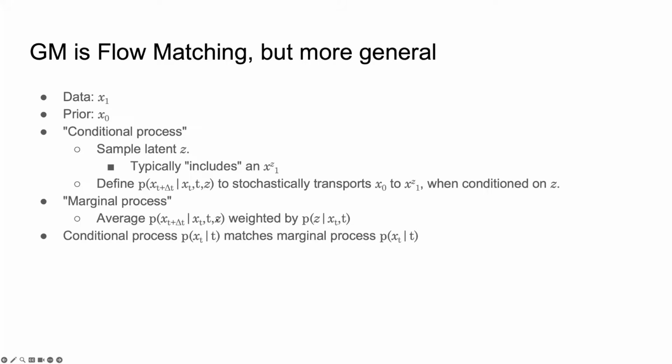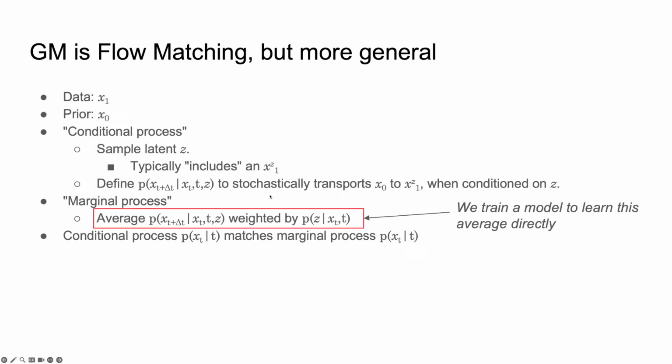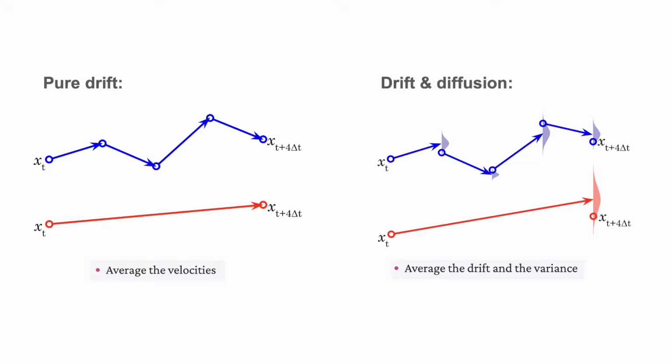And the whole trick with generator matching, which is the same as flow matching, is that this conditional process marginal at any time over xt matches the marginal process marginal at xt. So this lets you use the conditional process to draw training samples very efficiently because you get to pick what your conditional process looks like. And the trick is that you train a model to directly learn what this average step looks like. Okay. So in the flow matching case, the step is like a straight line towards your x1 point, but the point of generator matching is that this can be any process you want to write down.